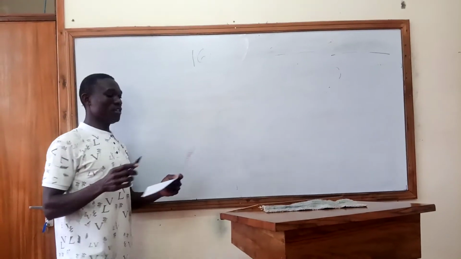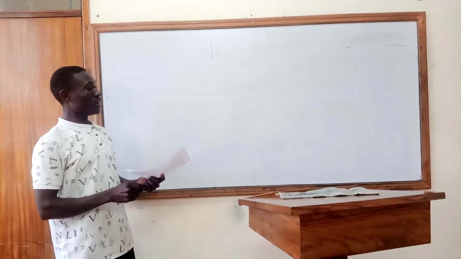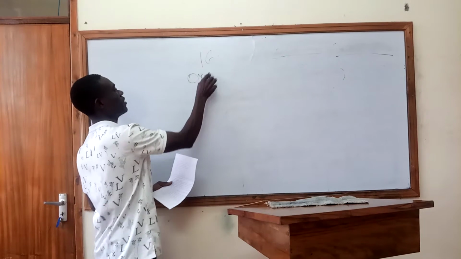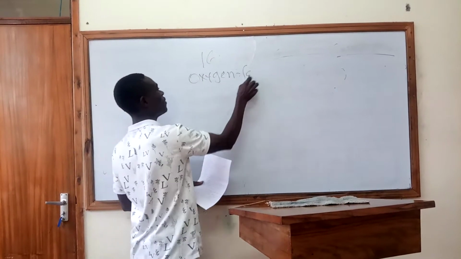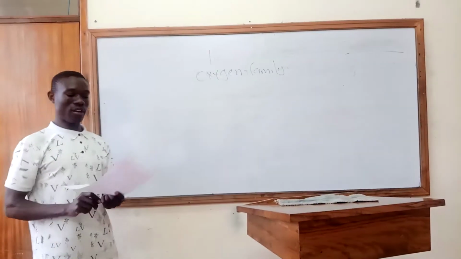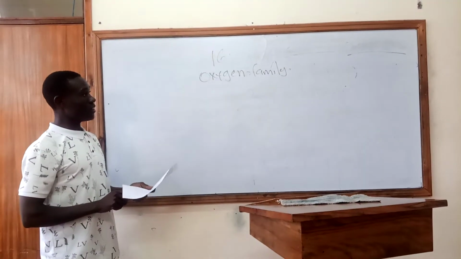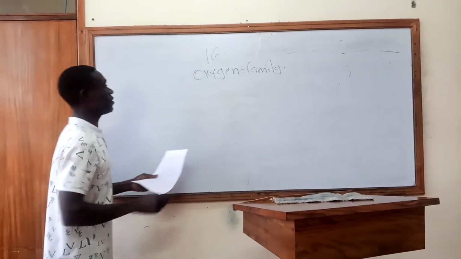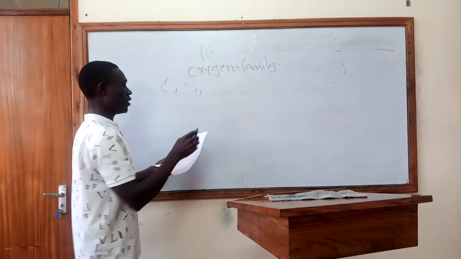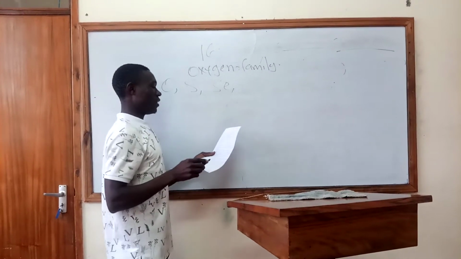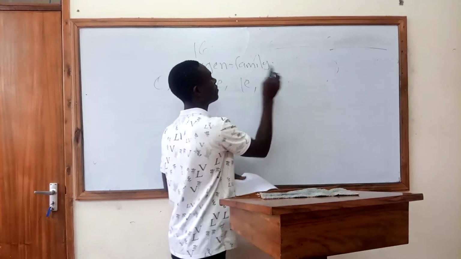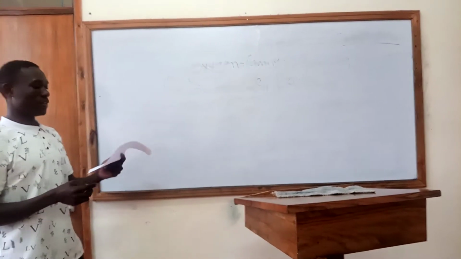We are going to cover group 16, unique properties. Group 16, we can also call them the oxygen family. Group 15, we said, can also be called the nitrogen family. So group 16 has oxygen, sulfur, selenium, tellurium, and finally polonium. Those are the members of the oxygen family.